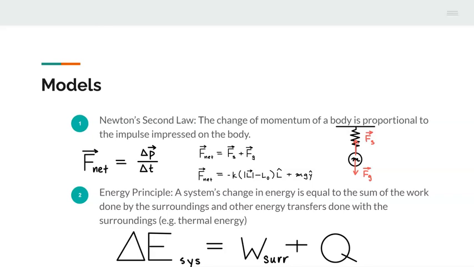The energy principle states that a system's change in energy is equal to the sum of the work done by the surroundings and other energy transfers done with the surroundings. And some examples would be thermal energy.